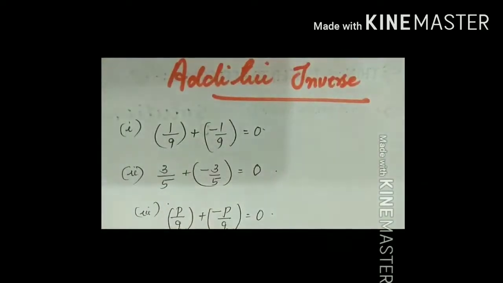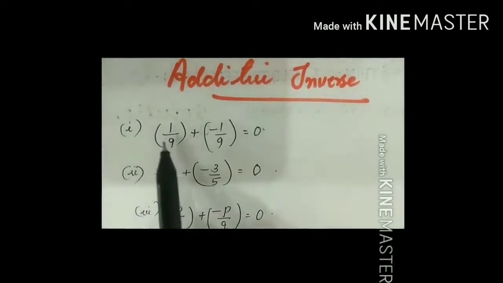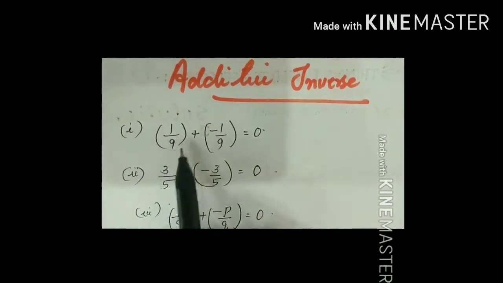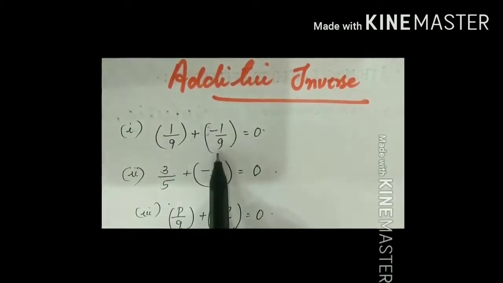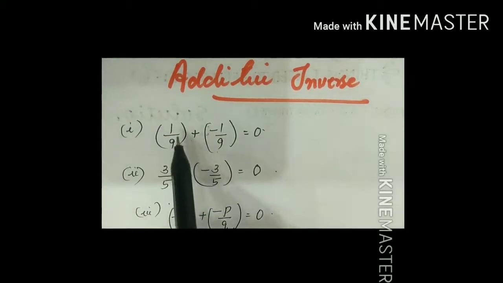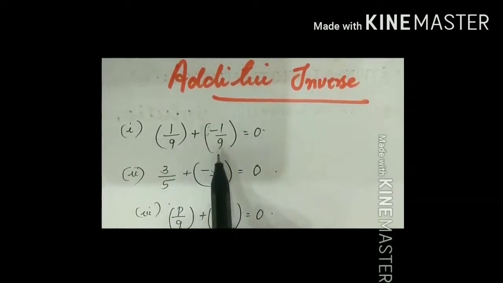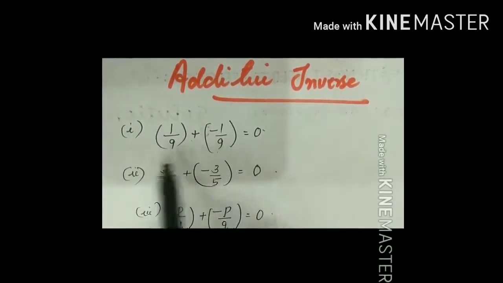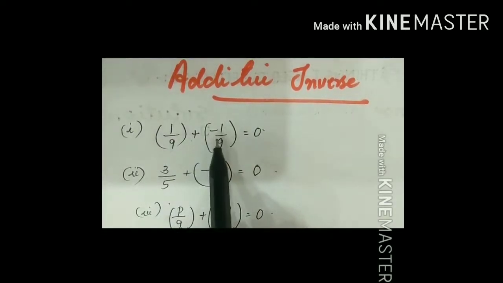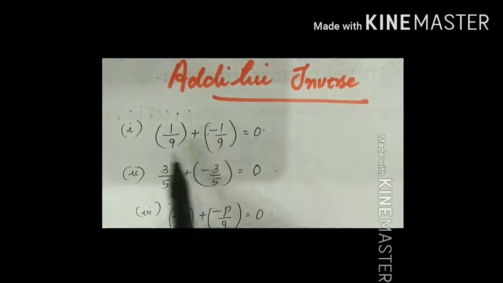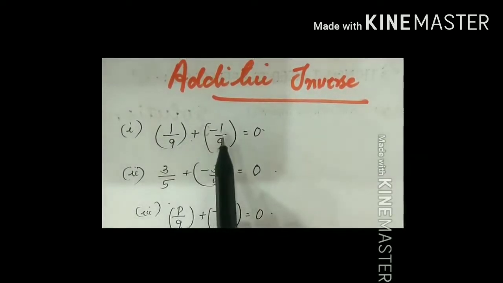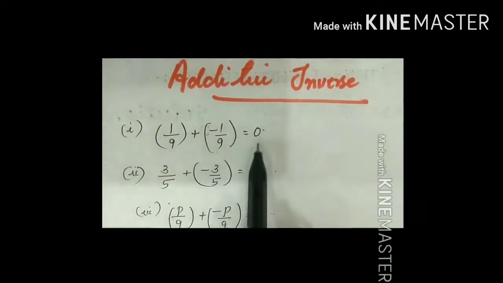Now what are we going to learn? We're going to learn additive inverse. So let's carefully observe the following examples. I've written here 1 by 9 plus minus 1 by 9. What is the result here? Let's see. The denominator is the same. The numerator will be 1 plus minus 1, which is 0. The result will be 0. That means 1 by 9 plus minus 1 by 9 is equal to 0.